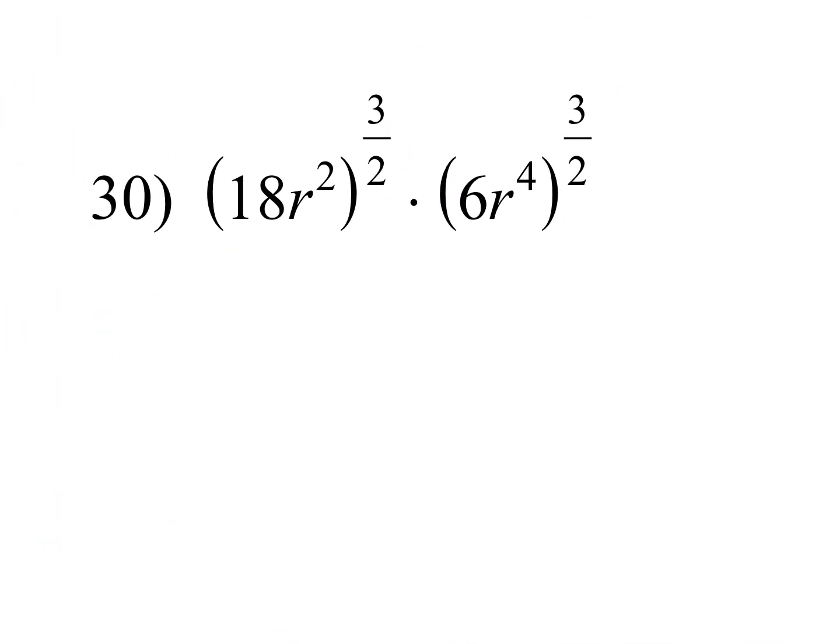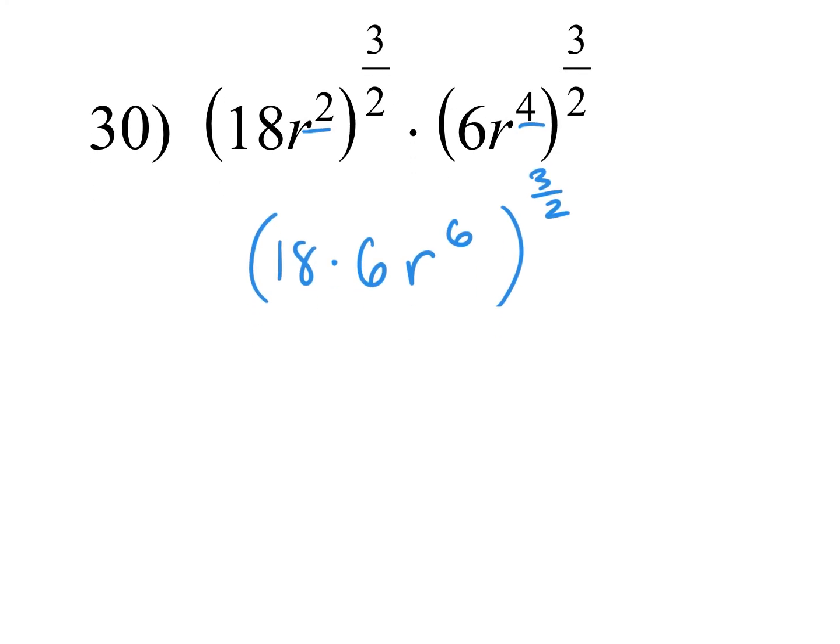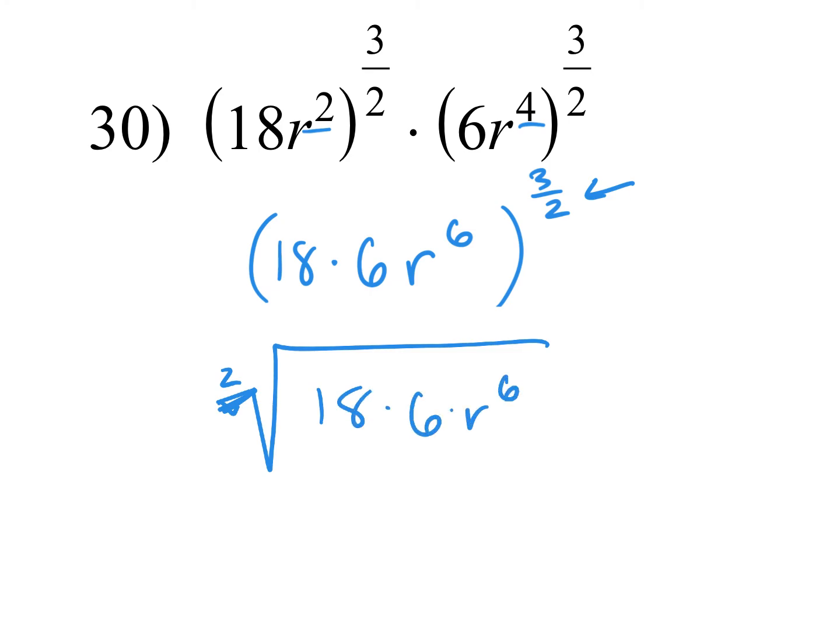For 30. Since we have the same exponent, we can combine them. So this would be 18 times 6 r to the 6th power, because I have 2 and 4, to the 3/2 power. So you can combine it all under 1. What is my index here? 2. Remember, denominator is your index, so I have the square root of 18 times 6r to the 6th power, and then that's to the 3rd power.